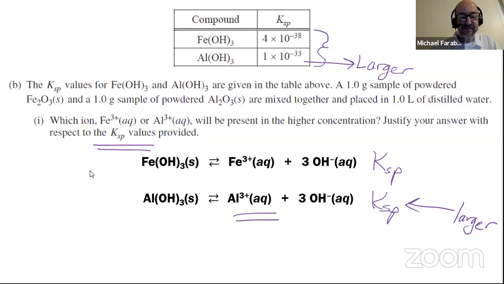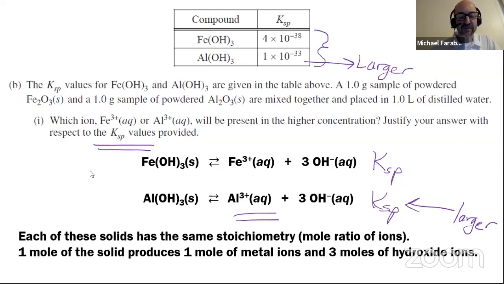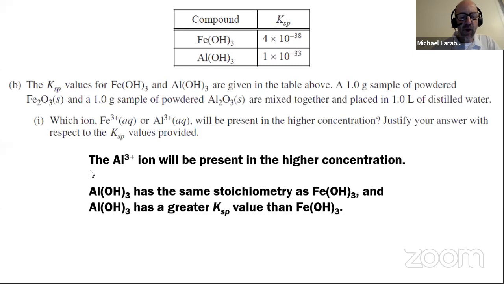Now, what's also nice about this comparison is that we have the same stoichiometry. We're not comparing, for example, a 1-to-3 ratio with a 1-to-1 ratio. Because they have the same 1-to-3 ratio between moles of the cation, the metal, and moles of hydroxide, then I can go ahead and make this a nice clean comparison and say that whoever has a greater KSP value should have a higher solubility. So the answer is that the aluminum 3+ ion will be present in the higher concentration. Both compounds have the same stoichiometry, the same mole ratio, and aluminum hydroxide has the greater KSP value.